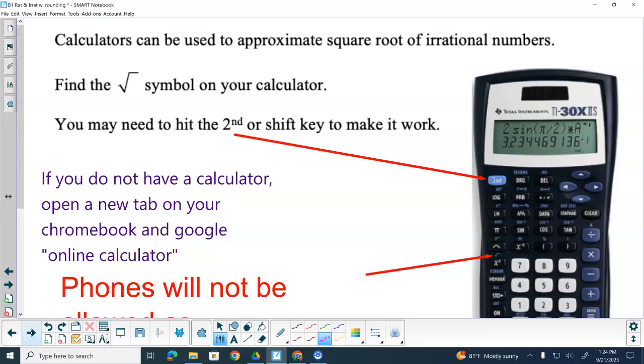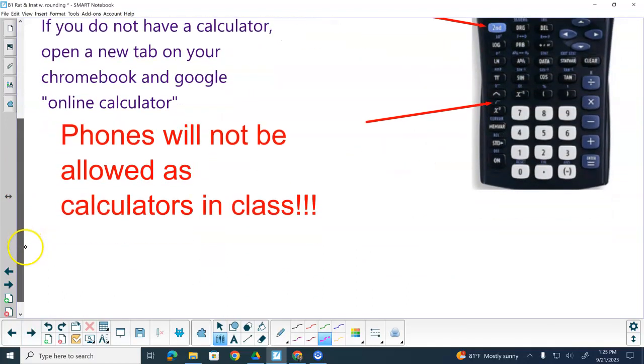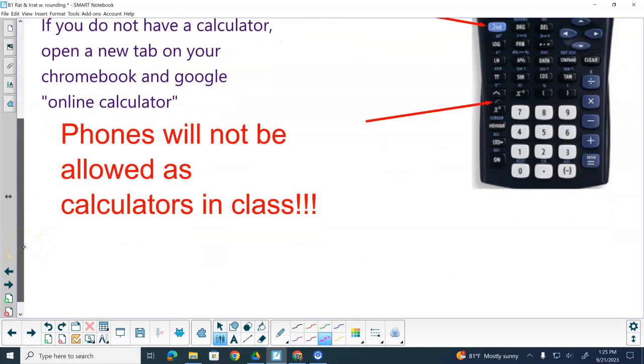We will not be allowing you to use your phone as a calculator in class. Your phone at home will also work. For most people, when you hold your smartphone vertically, it just has the basic calculator. When you turn it to the side, it becomes the scientific calculator.